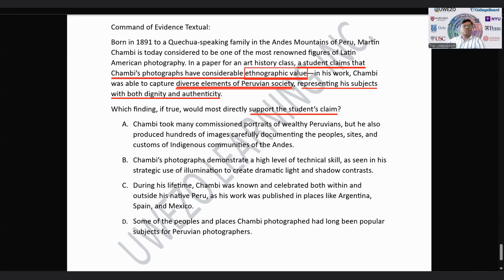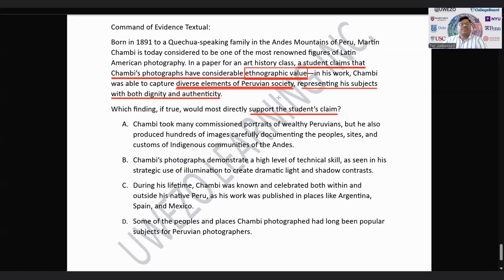Let's look at answer choices one by one. So the first option says, Chambi took many commissioned portraits of wealthy Peruvians, but he also produced hundreds of images carefully documenting the people's sites and customs of indigenous communities of the Andes. So talking about diversity here, because he's taking pictures of rich people also, and he's taking pictures of common people, indigenous people as well. So option A, we can hold on. Let's look at other options and see.